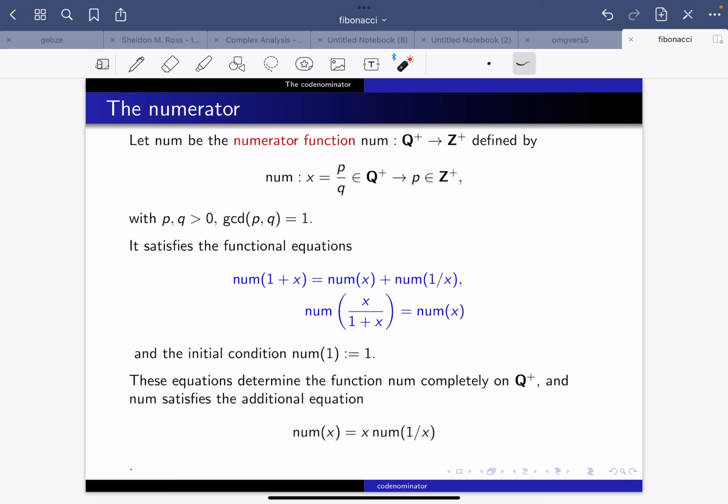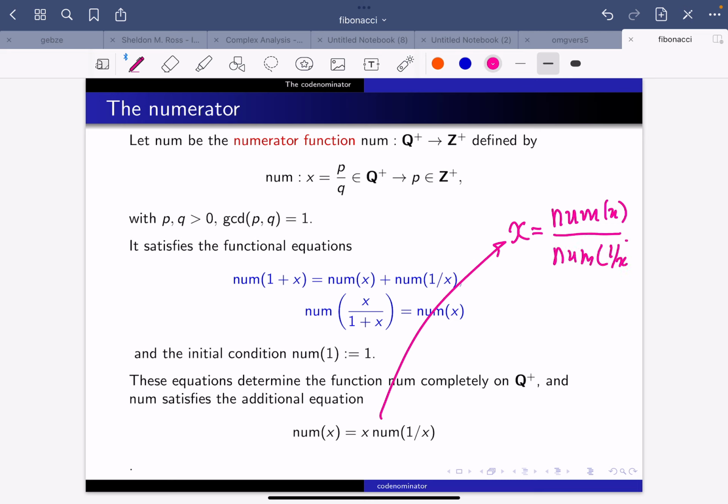The numerator satisfies the additional functional equation, numerator of x equals x times numerator of 1 over x. Indeed, this equation says that x equals numerator of x divided by the denominator of x.